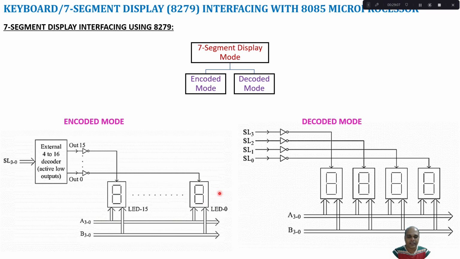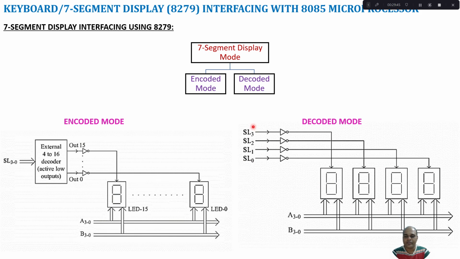16 7 segment displays can be connected and each 7 segment display can be selected by using one of the outputs from your decoder. And the character to be displayed will be sent through A0 to A3 and B0 to B3. So 8-bit data will be sent here. So first we select a particular display and put the corresponding character to be displayed onto that 7 segment display. So here in encoded mode up to 16 7 segment displays can be connected. In case of a decoded mode only 4 7 segment displays can be connected.